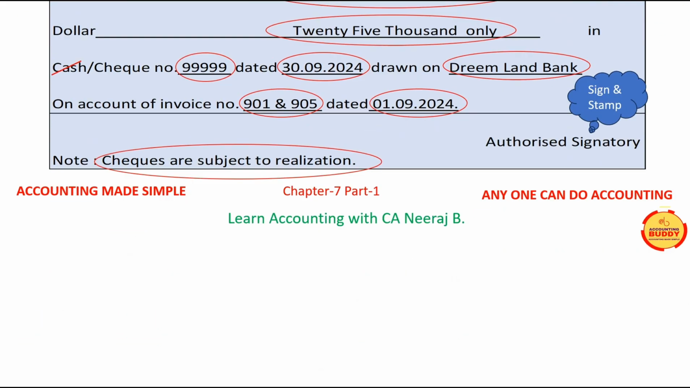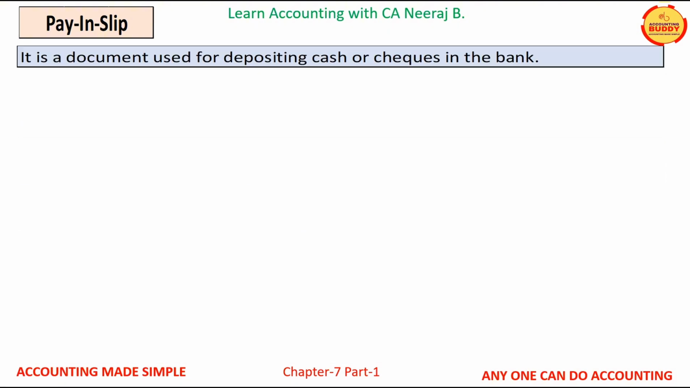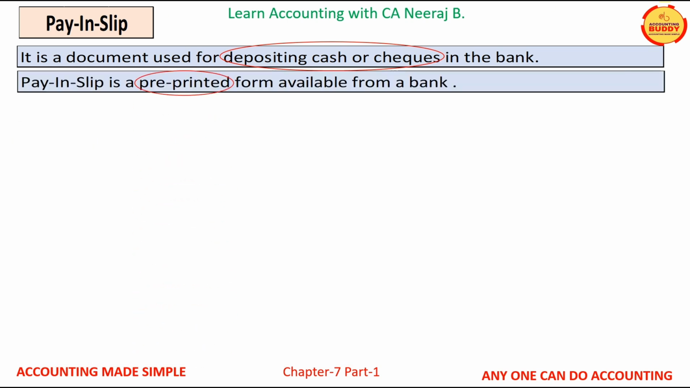Next document about which we will learn is the pay-in slip. It is a document used for depositing cash or a check in the bank. Pay-in slip is a pre-printed form available from the bank. Pay-in slip has two parts.